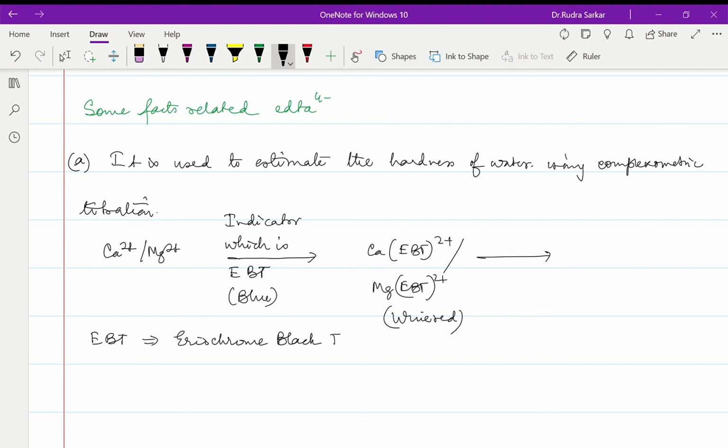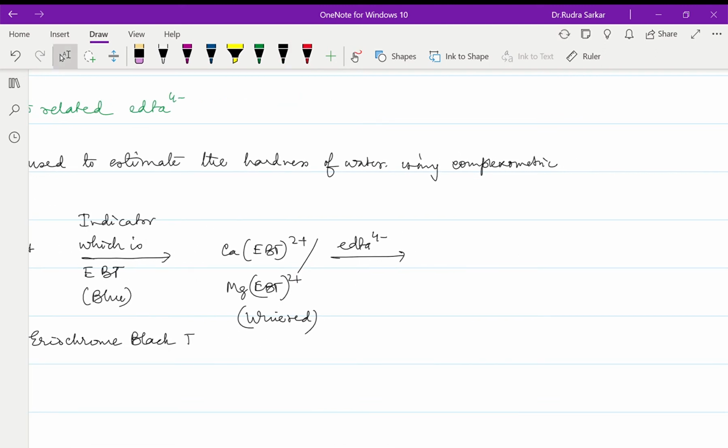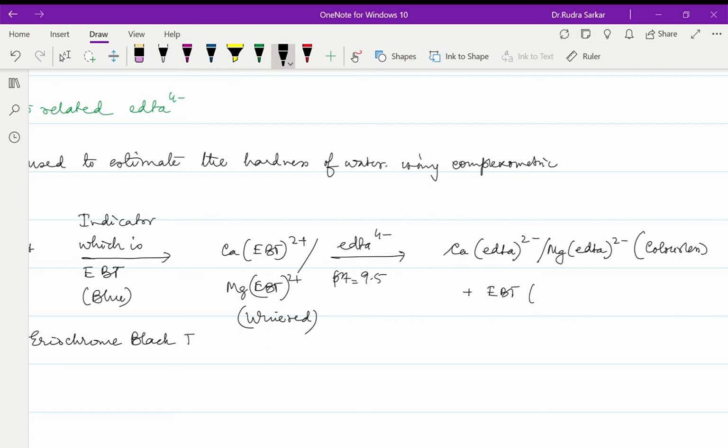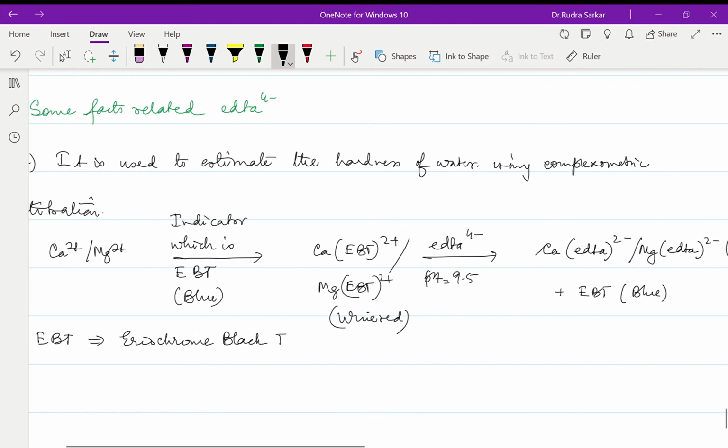So the moment you add the EDTA solution, maintaining the pH at around 9.5, EDTA will start complexing with calcium, forming the calcium EDTA complex, or the magnesium EDTA complex. That means it is slowly going to start releasing the EBT. So what will happen? If these complexes are colorless, the color of the solution will change from wine red again to blue. And that is how you understand that the reaction is completed, or we have reached the end point.